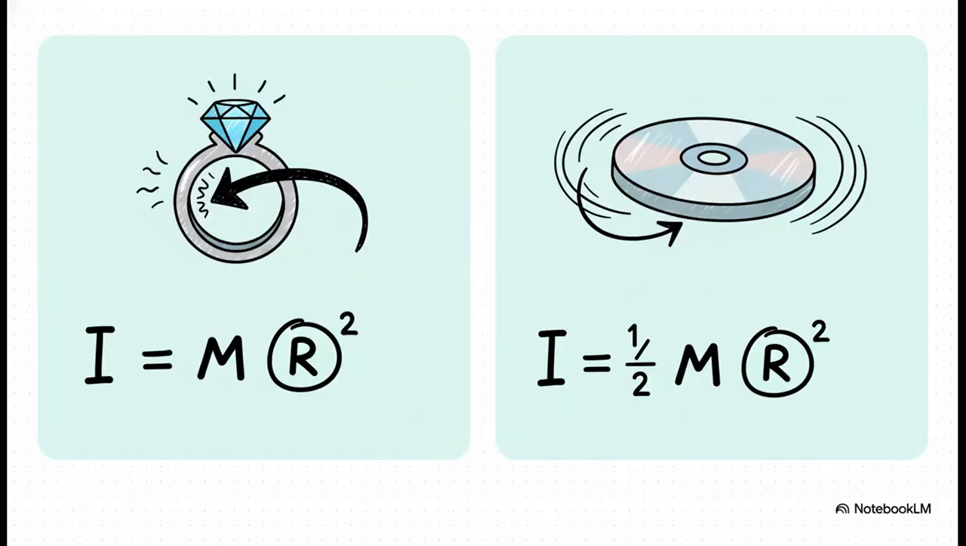And the math backs this up completely. The formula for the ring's moment of inertia is its mass times its radius squared. But for the disk, it's 1/2 of that. So what does that mean in the real world? It means the ring has twice the resistance to rotation. It is literally twice as hard to get that ring spinning as it is to spin the disk, even though they weigh the same amount. It's all about where the mass is.